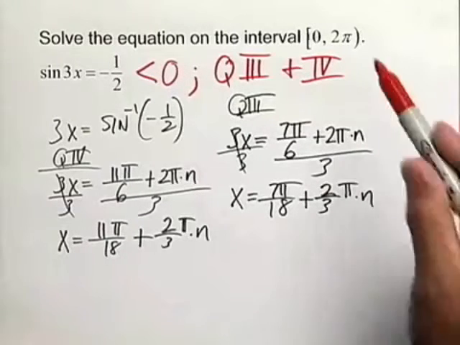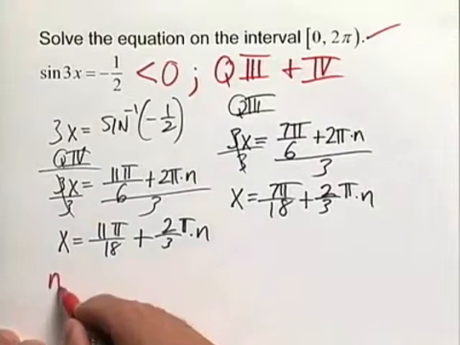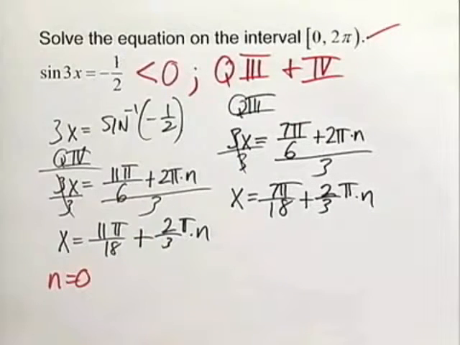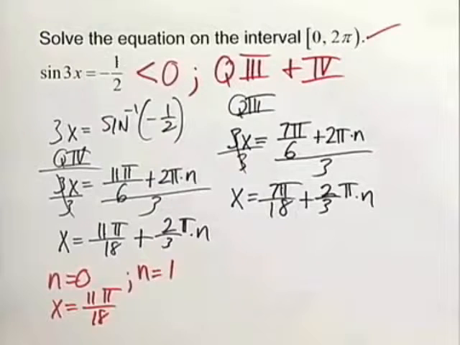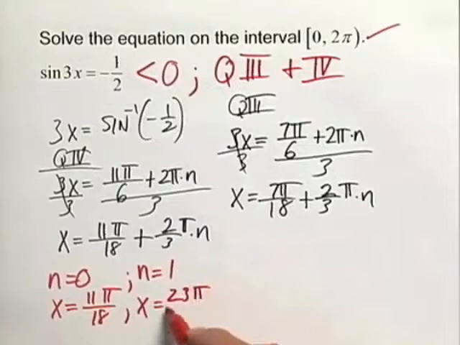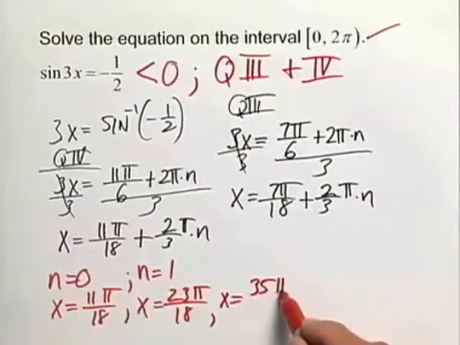Now we have to address the fact that the problem wants us to find those solutions from 0 to 2 pi radians, and we'll do that by plugging in values for n. We'll start with n equals 0 for this particular problem. 0 times anything makes that disappear. For n equals 0, we have x is equal to 11 pi/18. When n is equal to 1, adding those together, we end up with another solution of x is equal to 23 pi/18. And finally, if we add n equals 2 there, we're going to end up with x being equal to 35 pi/18.